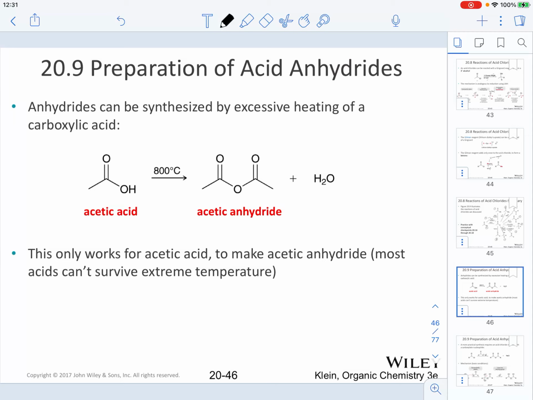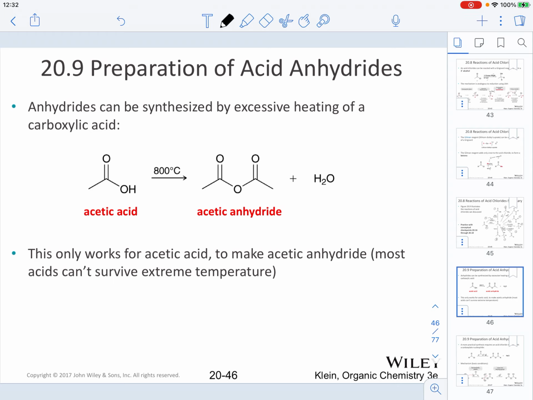We are going to continue to talk about the reactivities of the carboxylic acid derivatives. At this time, we are going to be focusing on the preparation of acid anhydrides. Anhydrides can be synthesized by excessive heating of a carboxylic acid. Here we have the example of taking acetic acid, heating it to 800 degrees Celsius, and producing acetic anhydride, and water is going to be the byproduct.